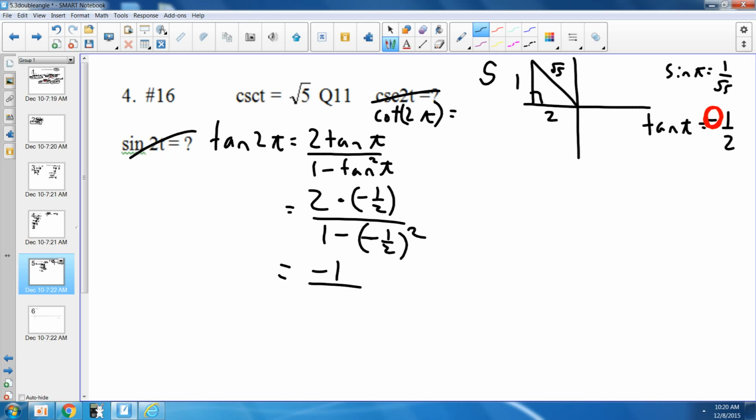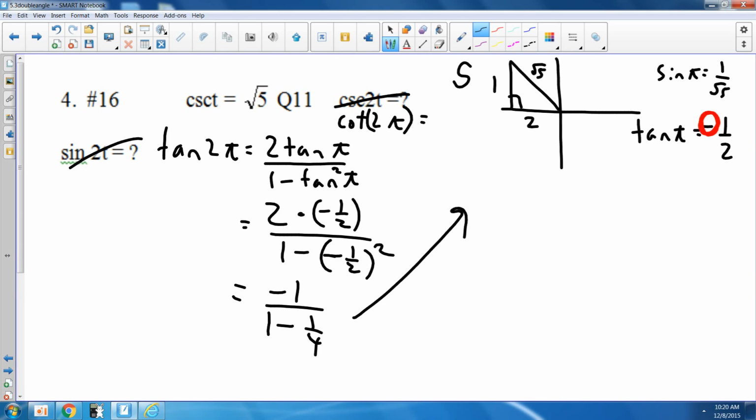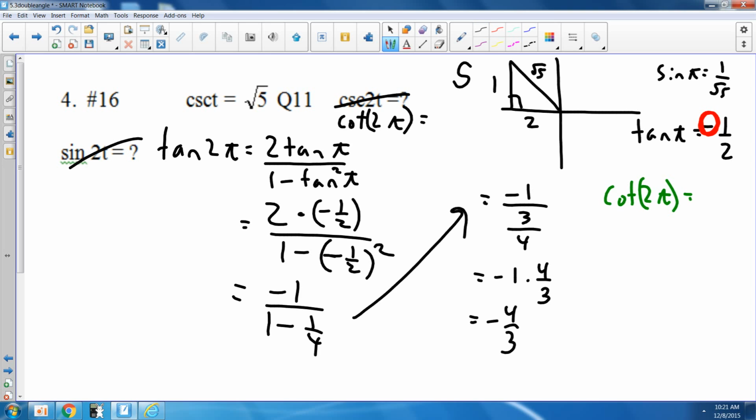Negative 1/2 squared is negative 1/2 times negative 1/2. So it's really 1 minus positive 1/4. Order of operations there. Which means that now we're going to have negative 1 over 3/4, which equals negative 1 times 4/3, which is a negative 4/3. I'm not done, because that was the tangent of 2t. I have to remember I really wanted the cotangent of 2t, which means that now it's going to be a negative 3/4. Don't go through all that work and then all of a sudden forget to flip it at the end.